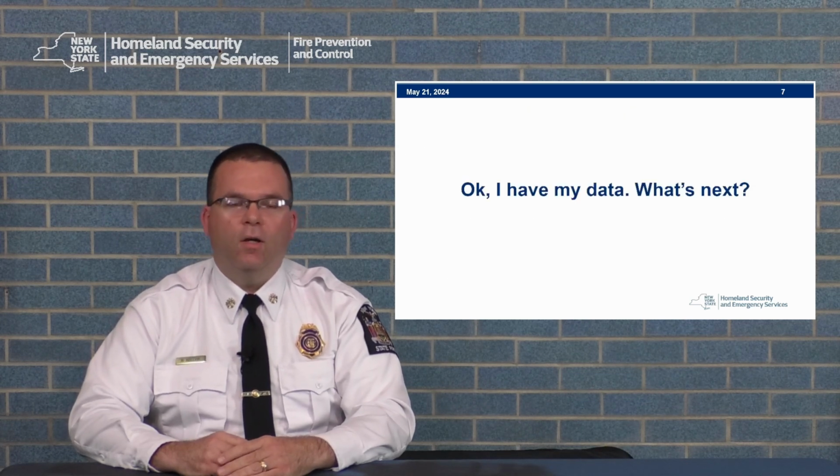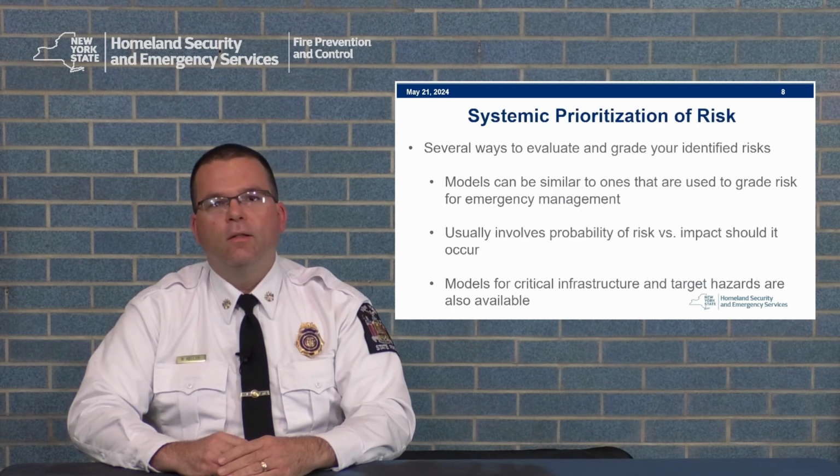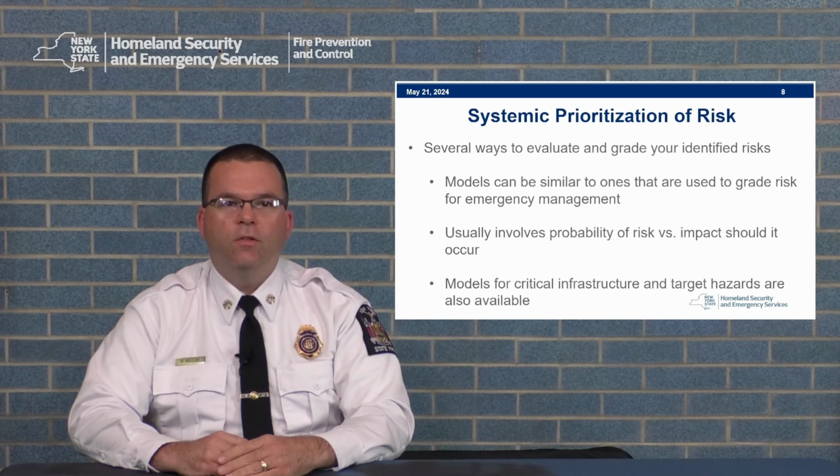Okay, great. So we have an idea of what we're looking for in the data. So now what do we do with it? What we want to do is do a systematic prioritization of the risks. So there's several ways to evaluate and grade your identified risks. There's a lot of research that's available online. If you happen to do searches for ways to prioritize your risks, for models that emergency management uses.